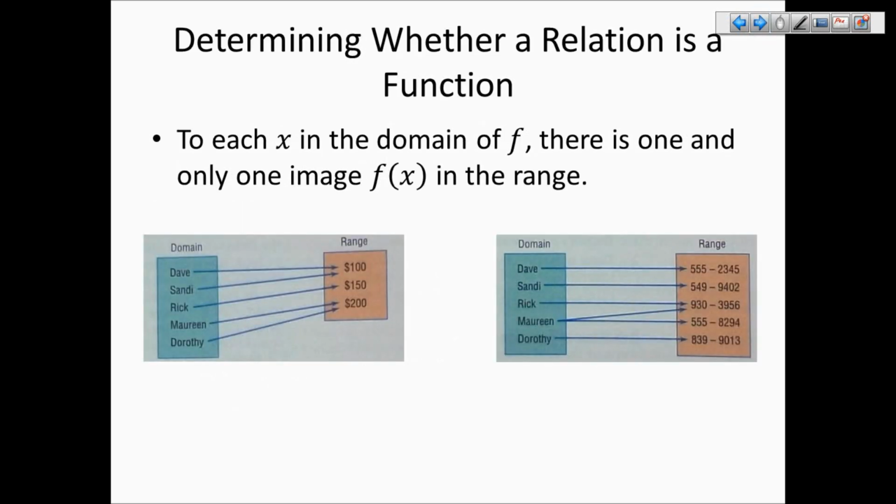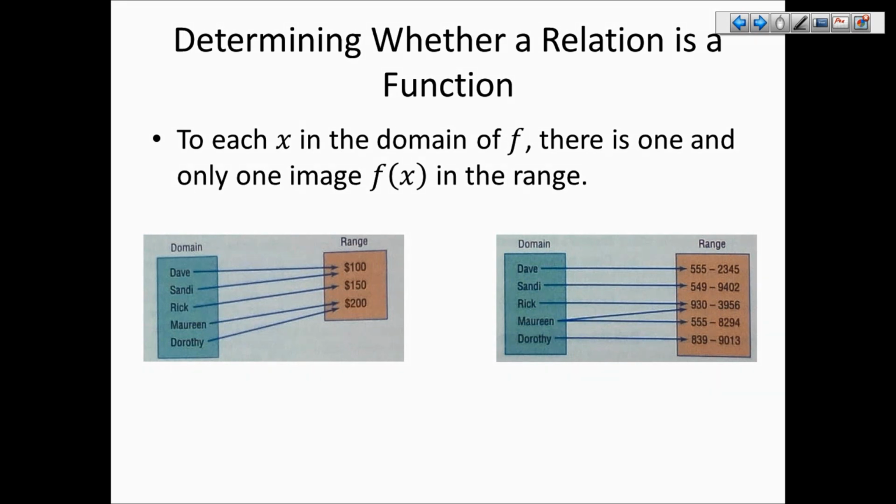Now, determining whether a relation is a function. To each x in the domain of f, there is one and only one image f of x in the range, which means that every domain value can only create one range value.